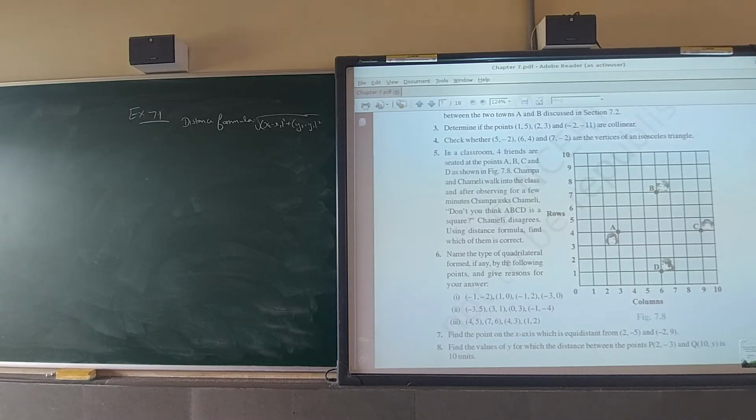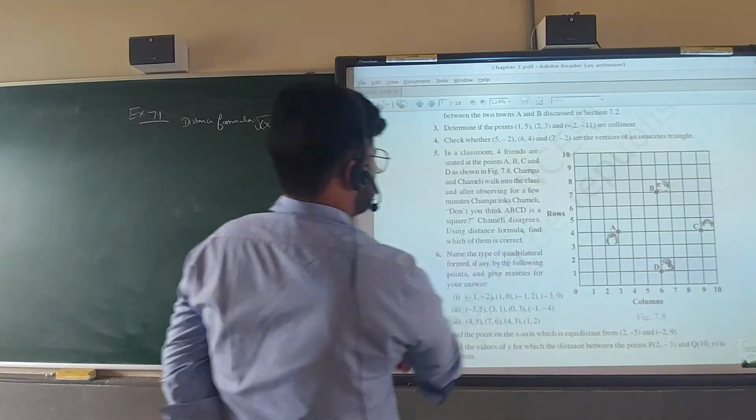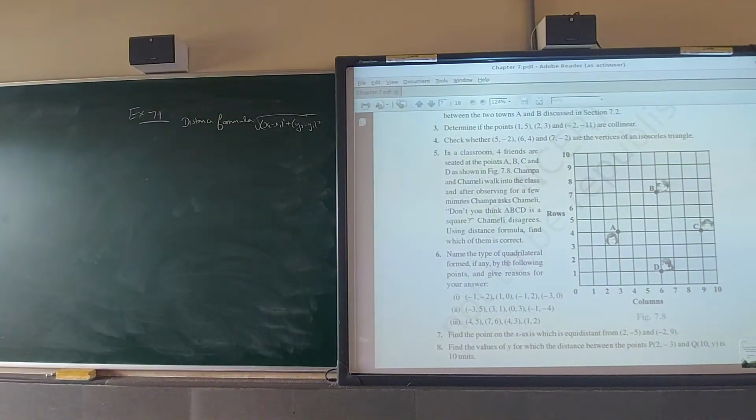Now, see the fifth question. In a classroom, 4 friends are seated at the points A, B, C and D as shown in the figure. Champa and Chameli walk into the class, and after observing for a few minutes, Champa asks Chameli, don't you think that ABCD is a square? They are asking whether ABCD will be a square or not. Using the distance formula, find which of them is correct.